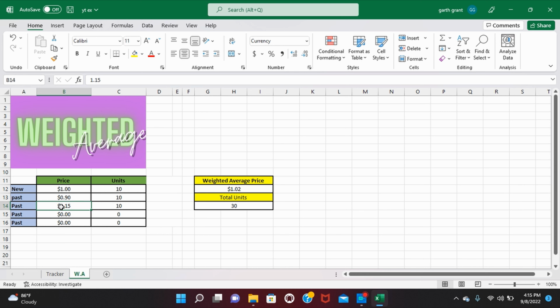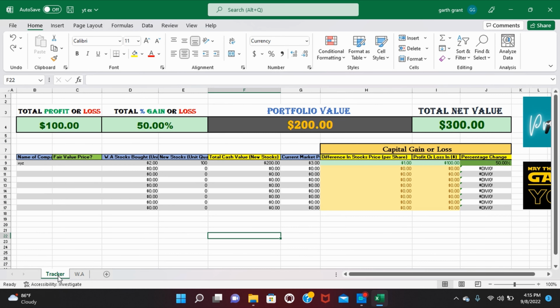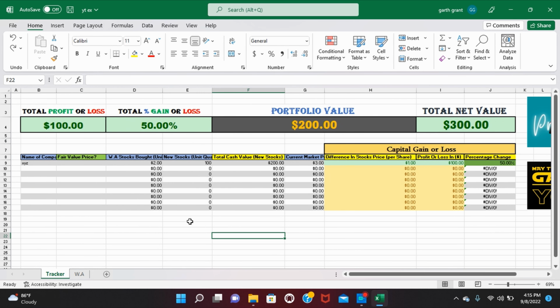And then as I say, when you finish, you just put 0 back for all of them and then you're good. So we have 30 units right now at $1.02. And how would I do this? I just put it in here, so into the tracker.